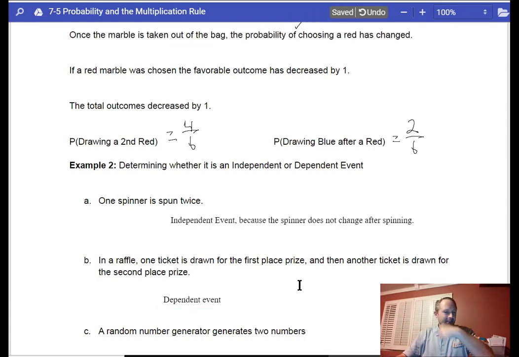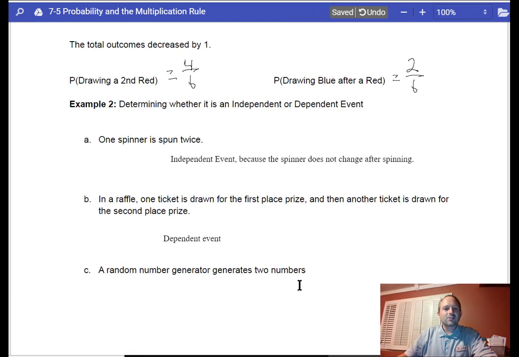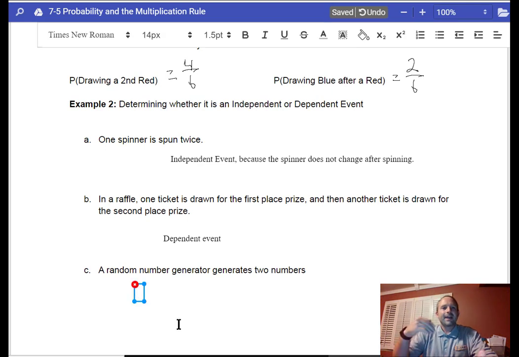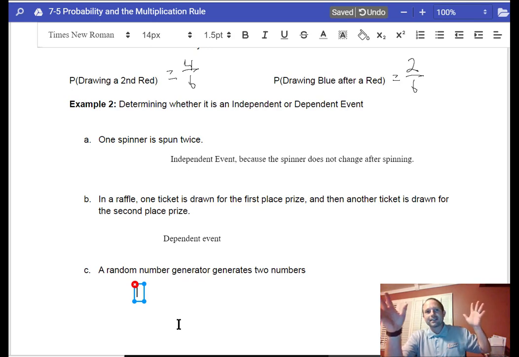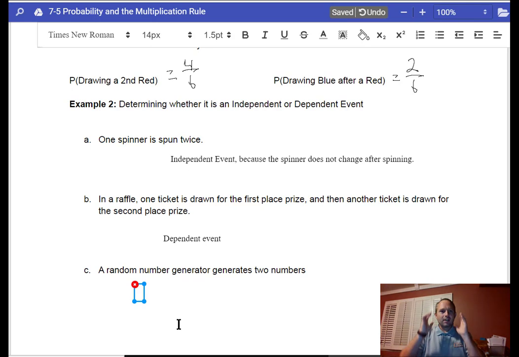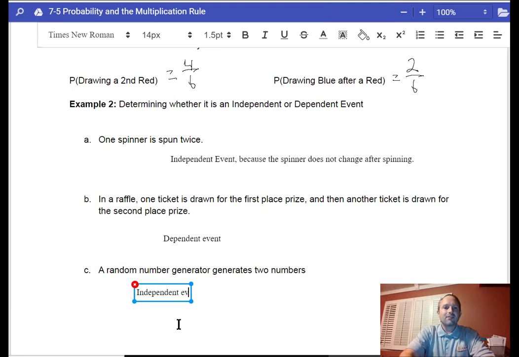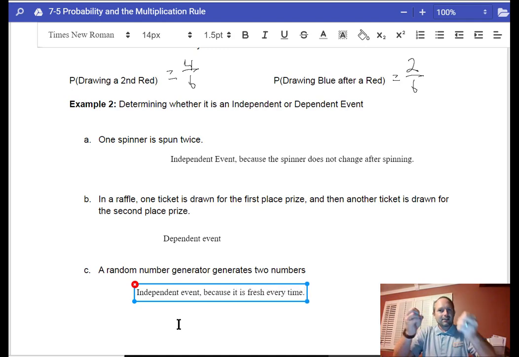All right, final one. A random number generator generates 2 numbers. Now, a random number generator is going to choose like a number between 1 and 10. It doesn't matter what happened before, it's going to choose a new number. It could be the same number. This is an independent event because it is fresh every time. It's like it refreshes itself every single time. All right, let's go on.